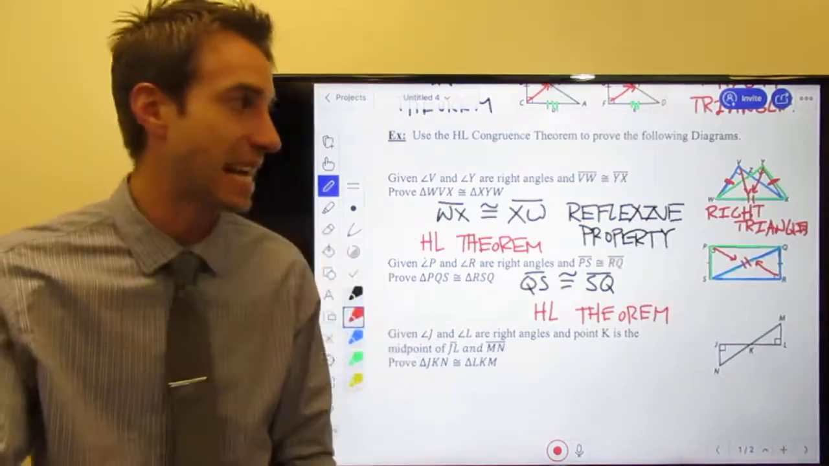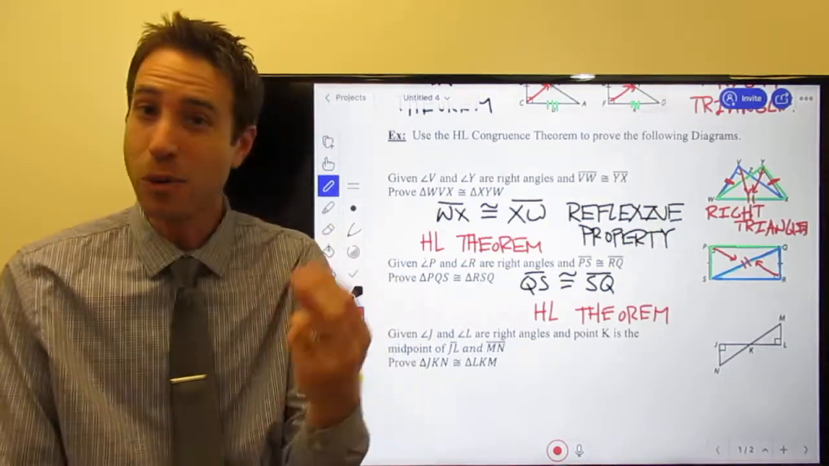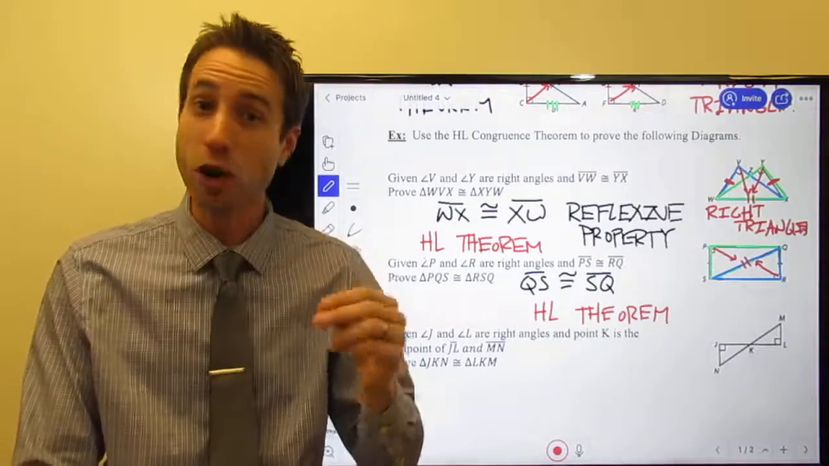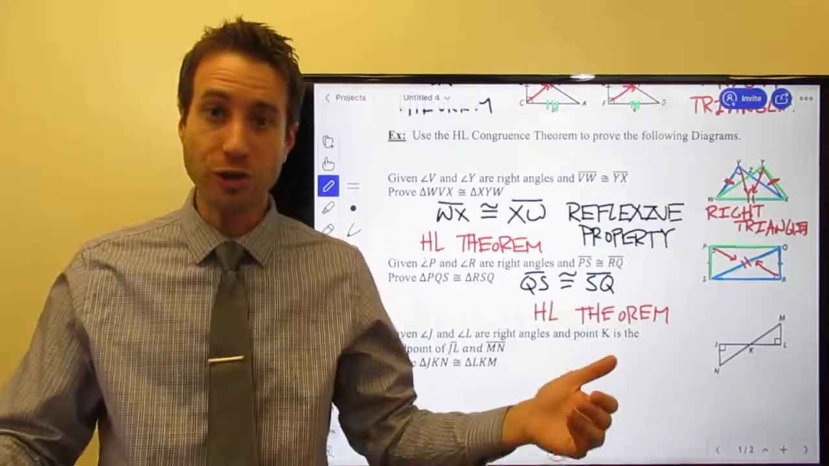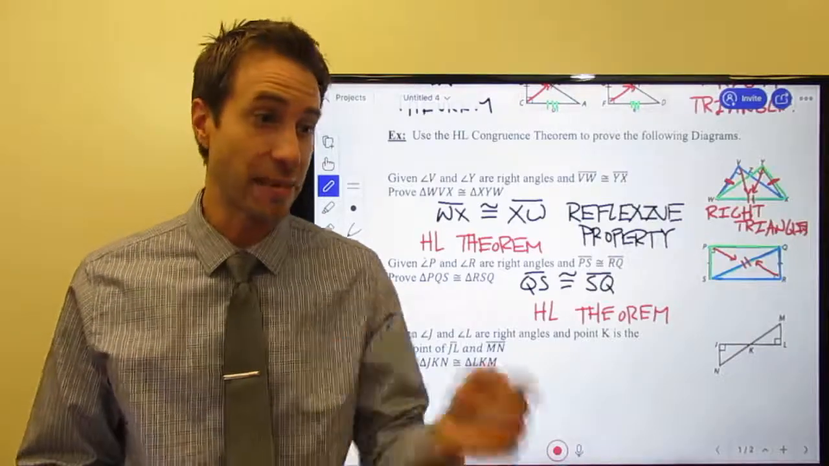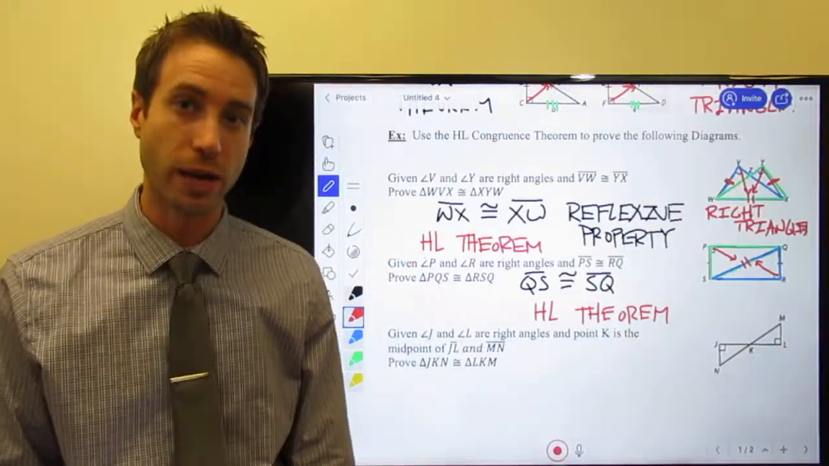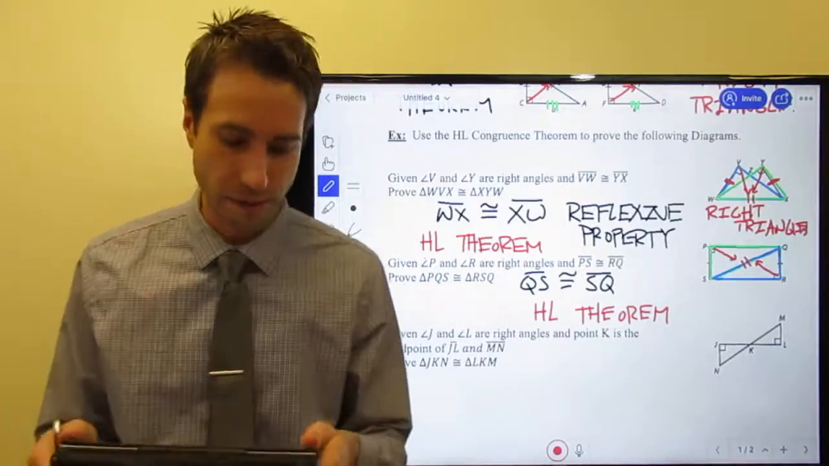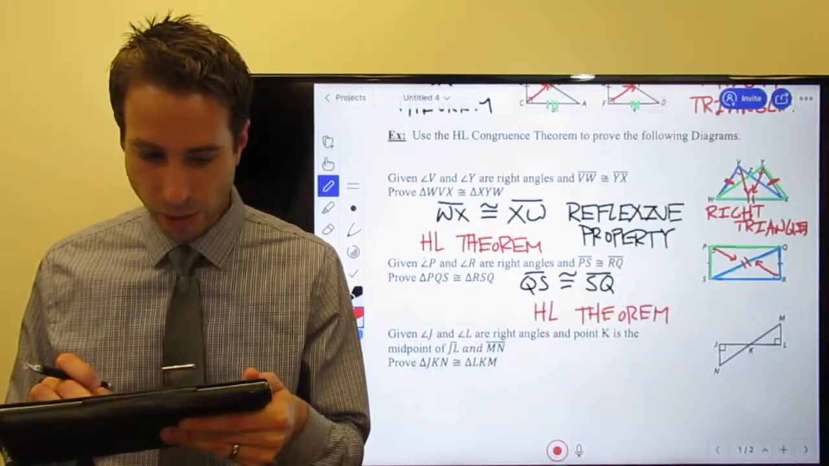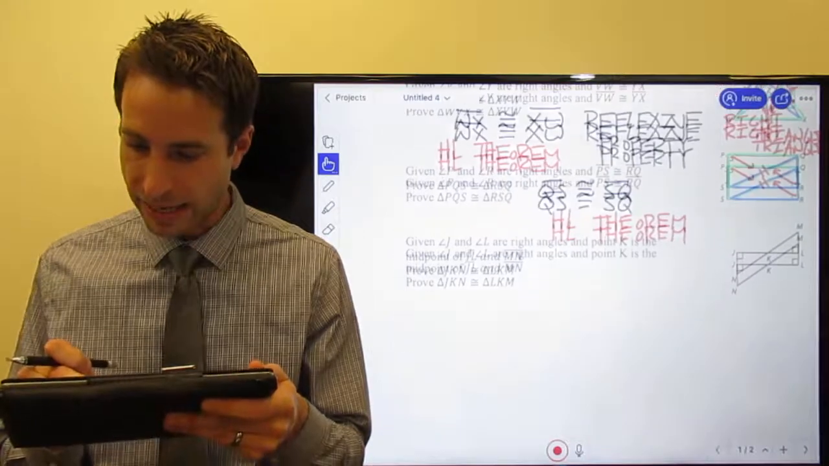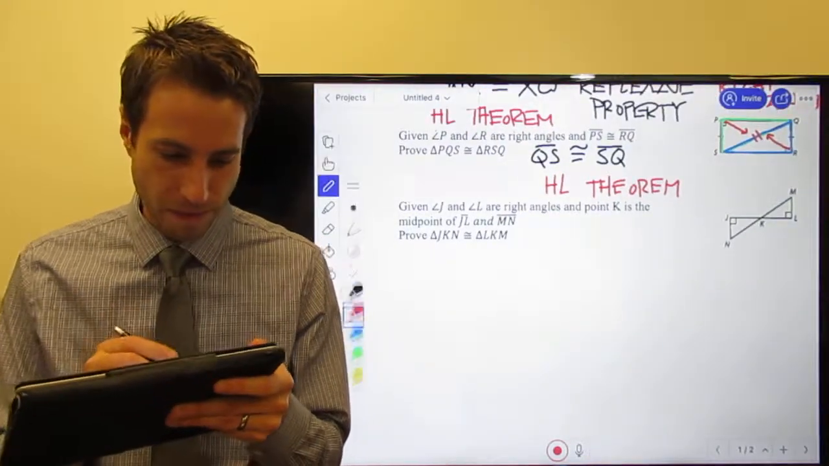Now, what a fantastic shortcut we've got here, right? Because now we're only having to prove two things. As long as they're right triangles, all I have to do is prove that the hypotenuses are the same and a pair of legs. That's only two things I have to prove in order to show the triangles are congruent. This is a great one. I love this one. Got another one for you here. Let's take a look at what I've been given, and then we'll go from there.